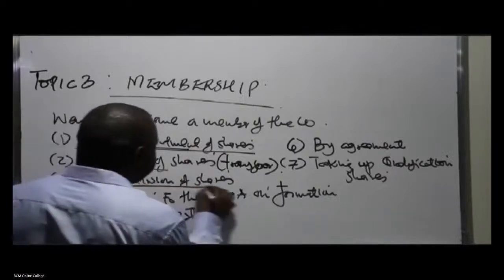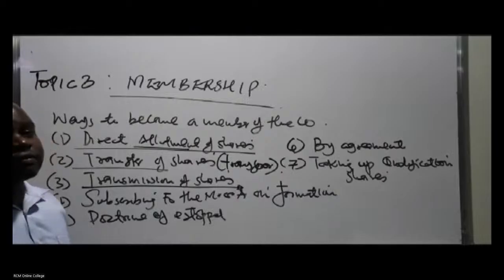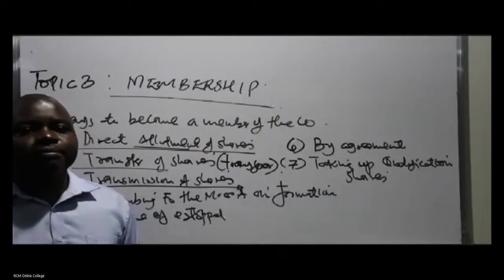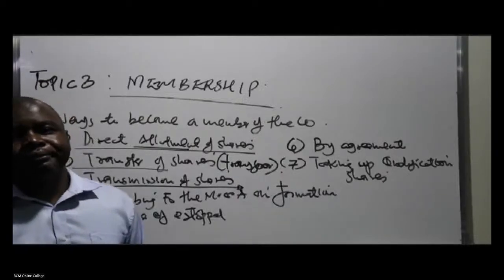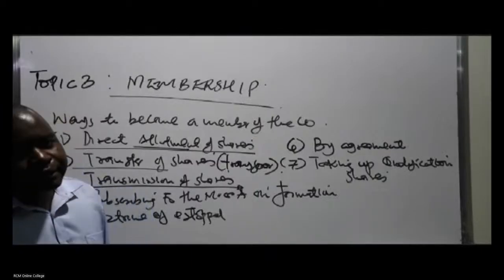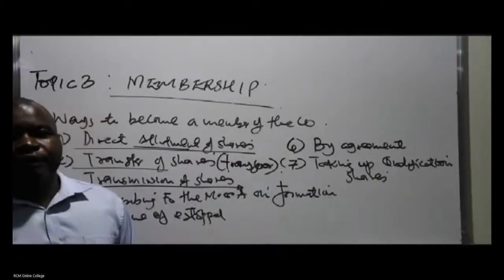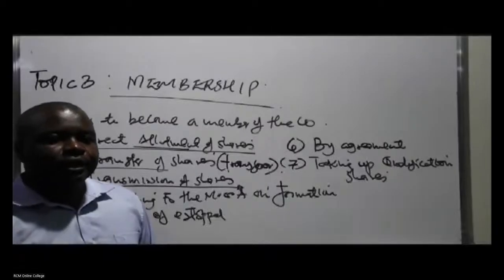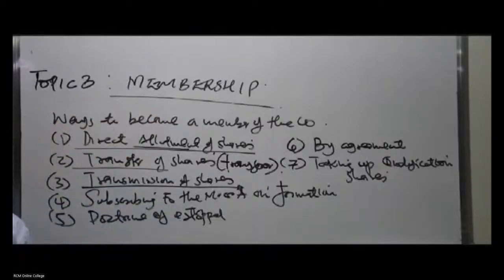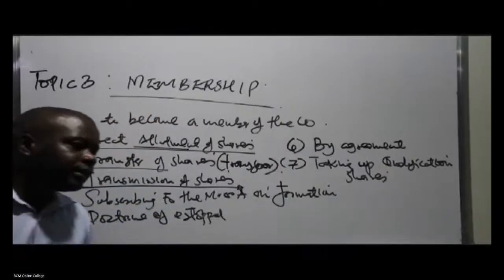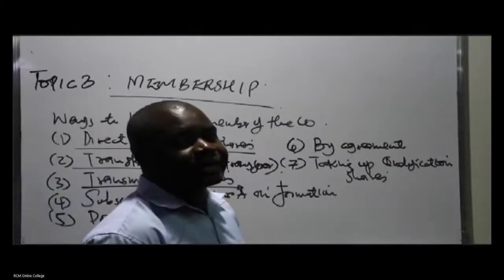Transmission, I've also explained briefly. This one occurs in case of death, insanity, or bankruptcy of a member or a shareholder. So in case of death, the shares will be taken over by the beneficiary. In case of receivership or bankruptcy, the shares will be taken over by a person we call a receiver.